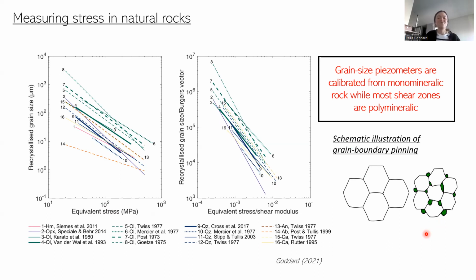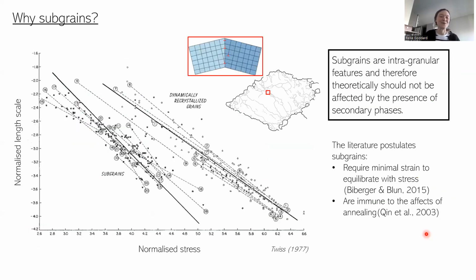Thankfully, there are other microstructures that also have a known relationship with stress, such as subgrains, which is what I'm going to be talking about today. So here we've got that original theory from Twiss 1977, which said that all piezometers should roughly collapse down onto a singular relationship. So he's normalized stress here and then normalized the length scale, which can be either a grain size or a subgrain size. And we can see our recrystallized grain size piezometer here, but we can also see that you get the same relationship with stress. That is, the higher the stress, the smaller the subgrains of a rock.